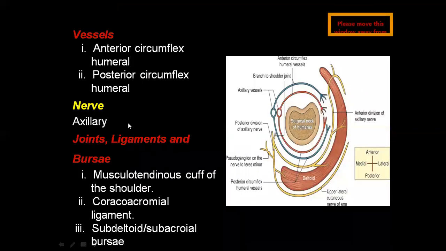So apart from that, we also find certain blood vessels. What are the blood vessels we see? If you remember the third part of axillary artery, I told you we have subscapular. Apart from that, we have anterior circumflex humeral and posterior circumflex humeral. Okay, this is anterior circumflex, this is posterior circumflex. Posterior circumflex humeral is also accompanied by axillary nerve.